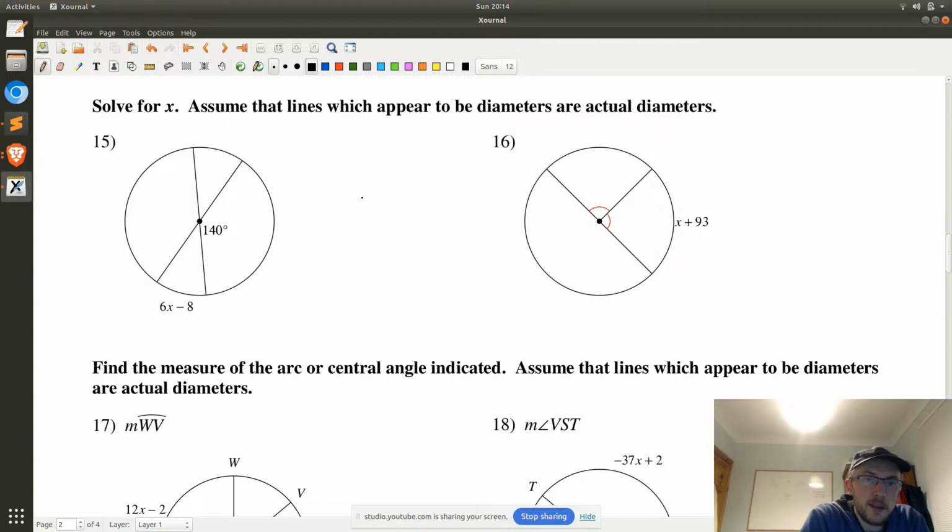Now solve for x. Assume that lines which appear to be diameters are actual diameters. Okay, vertically opposite, that's 140. Sum is 280. Take that from 360, you get 80. Divided by 2, you get 40. So 6x minus 8 is equal to 40. So x is equal to 8.